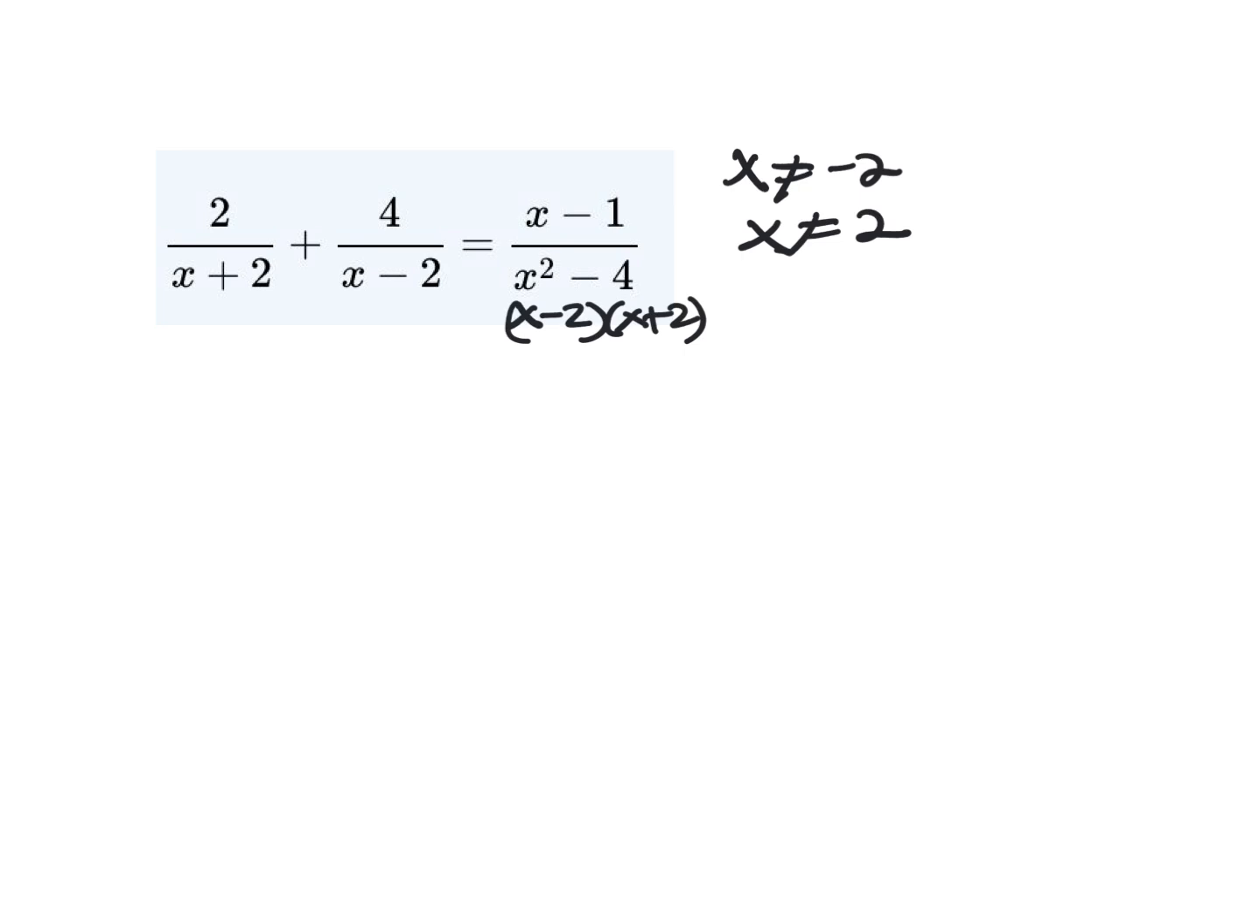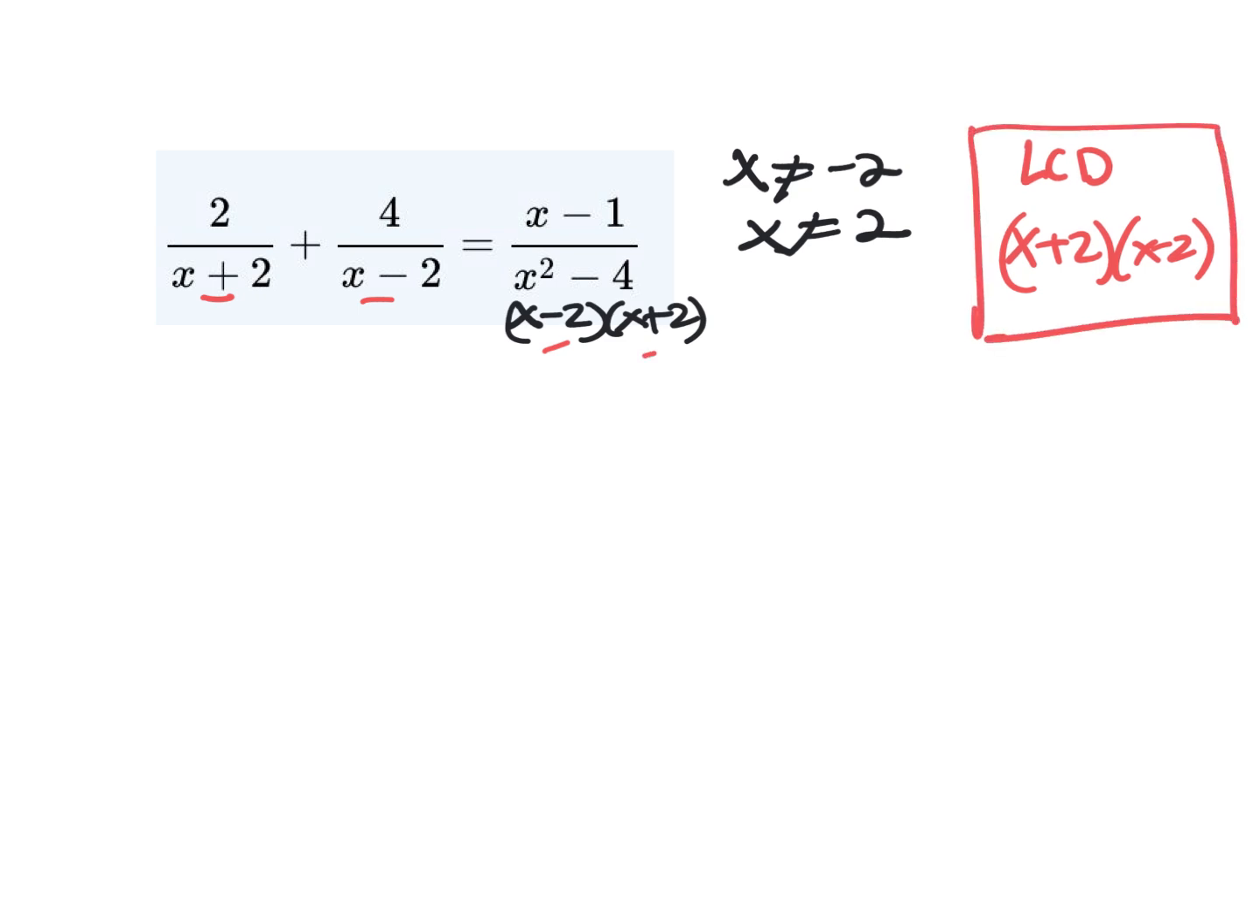So the next thing we need to do is determine our lowest common denominator. And so when we look at this, our lowest common denominator would need to include the x plus 2 and the x minus 2. And then x minus 2 is already in there and x plus 2 is already in there. So this is our lowest common denominator.